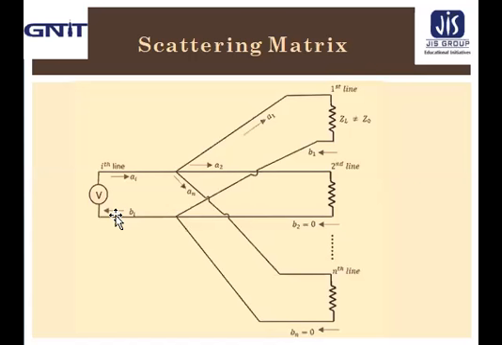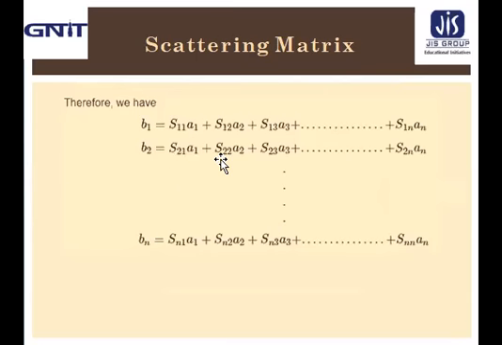And for B2, B2 equal to S21A1 plus S22A2 plus S23A3 plus up to S2nAn, and then Bn equal to Sn1A1 plus Sn2A2 plus Sn3A3 plus up to SnnAn.